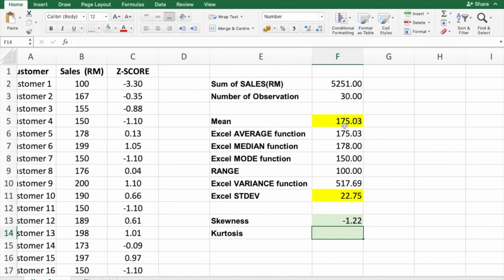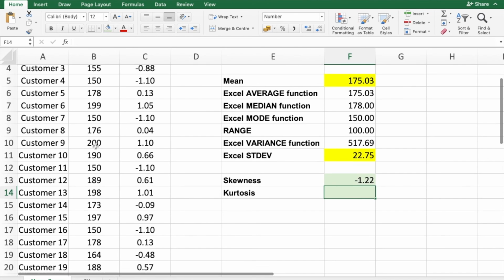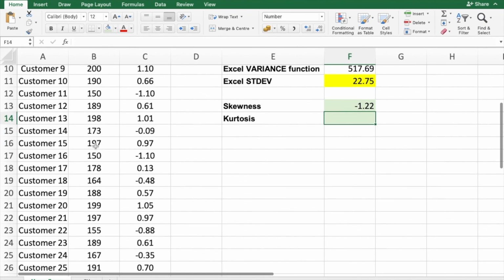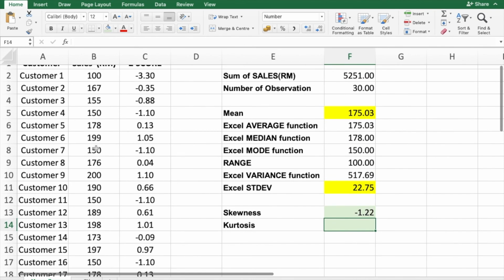And let's see the data. If you look into the mean, it is 175. So we can see that the concentration or the peakness of data is beyond 175. So you can see from the sales data that most of the sales values tend to be greater than 175. So that's why the data peakness is beyond 175, which is on the right-hand side.